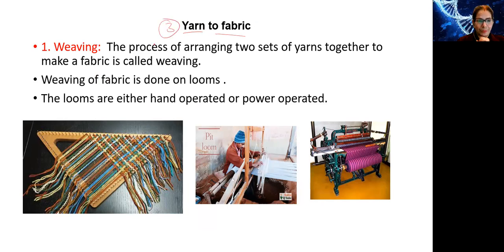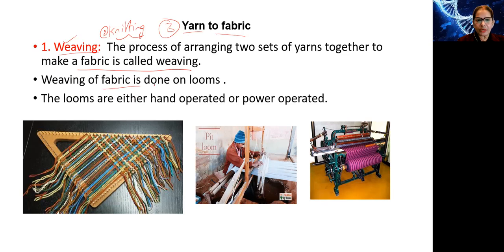How is the fabric prepared? Fabric can be made either by weaving or knitting. There are two methods. First, we'll see what is weaving. Weaving is the process of arranging two sets of yarn together to make a fabric. If you see here in the picture, I have made 2 or 3 fibers into yarn. So I take 2 or 3 yarns and make it into a fabric. This is called weaving.